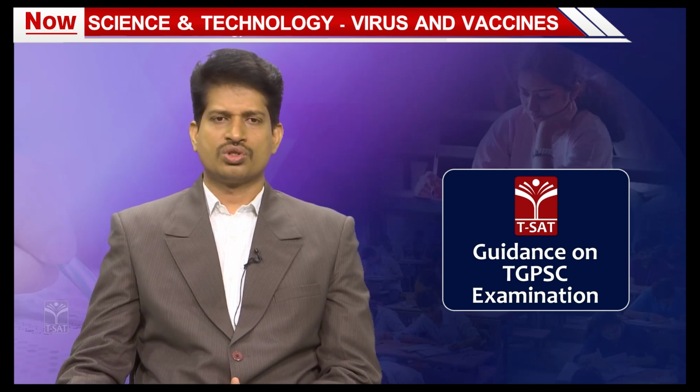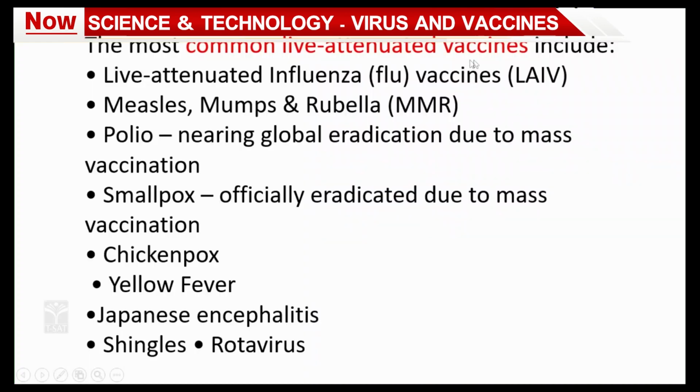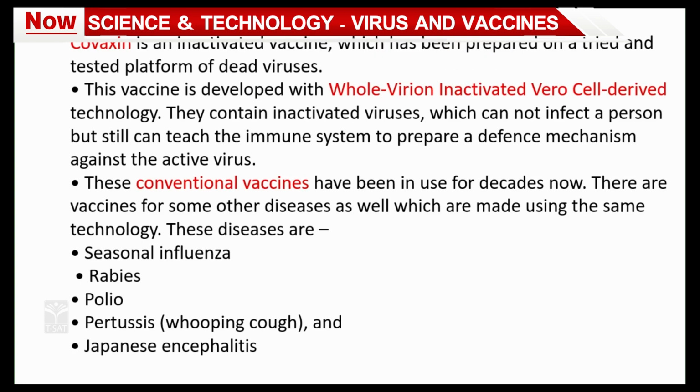So, these are the most common live attenuated vaccines. These are the different examples of vaccines which are live attenuated. You might be able to give some information regarding these. What are the different examples of live attenuated vaccines? The smallpox vaccine, the chickenpox vaccine, yellow fever, Japanese encephalitis, polio, or measles can be given as examples of a live attenuated vaccine.